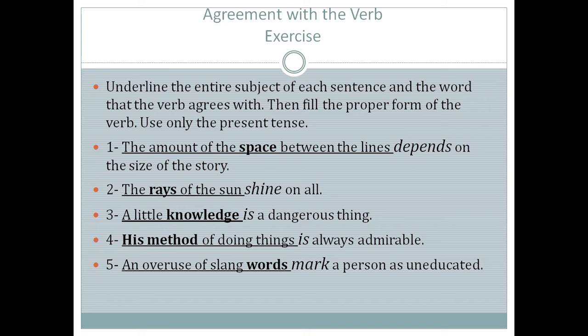The word written in bold, space, is the subject that agrees with the verb. So the amount of space: space is an uncountable noun, so it takes a singular verb, depends on the size of the story. So space is the subject.